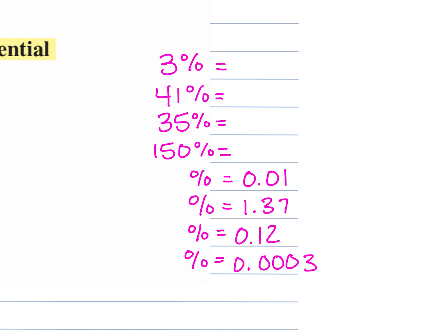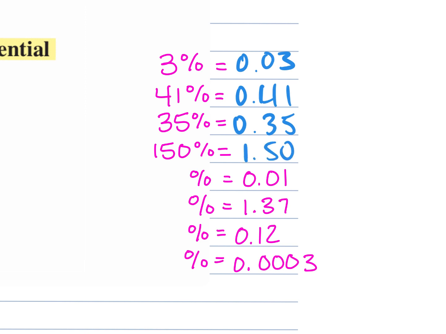What was 3% as a decimal? 0.03, very good. What was 41% as a decimal? 0.41. What was 35%? 0.35. What about 150%? Yeah? 1.50 or 1.5. Okay, very good. Are we proficient at this part? Yeah. Excellent. What about the reverse?